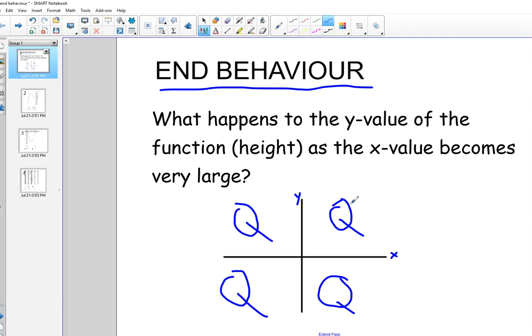So first of all, in this top right hand corner, we call that quadrant 1, Q1. This is quadrant 2, quadrant 3, and quadrant 4. So it just goes counterclockwise around the grid. All right, so end behavior, here we go.